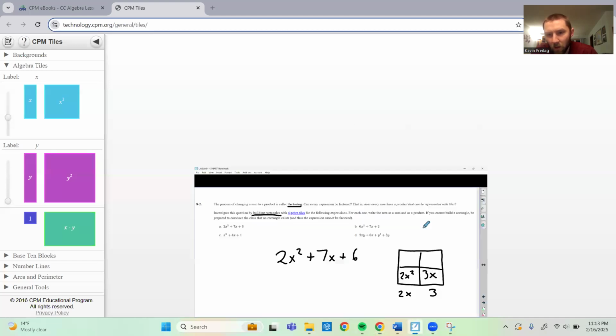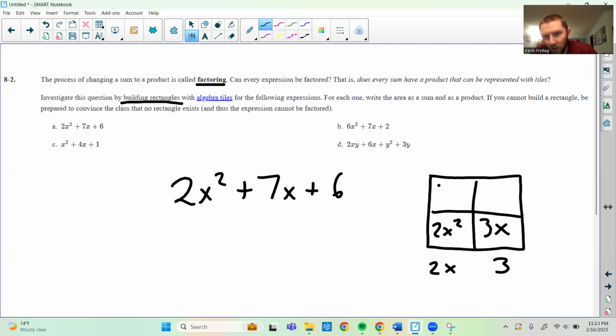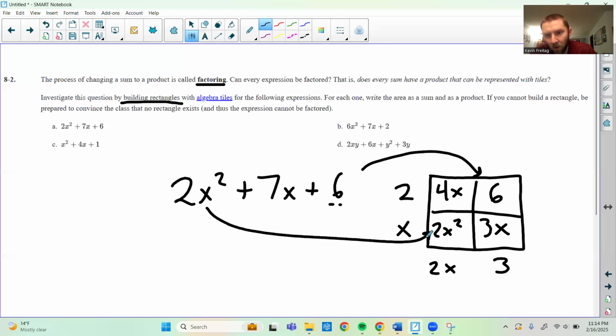Sorry about that. So I have here four x's in this section, and this is an x, and then this is a 2, okay? And then my individual pieces are all in the top right corner, okay? So these 6, if you notice, they're all right there. These 2x squareds are all right there. And then these 7 x's have been broken up, right? They've been split up into 4 x's right there and 3 x's right there.